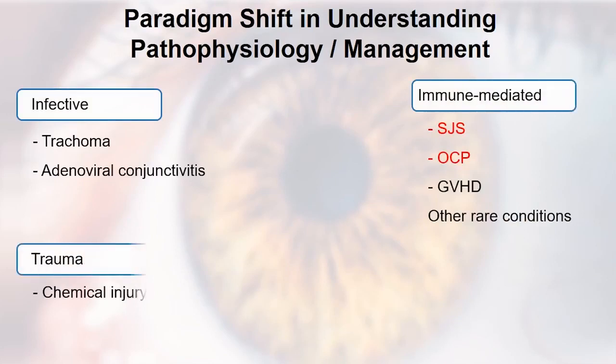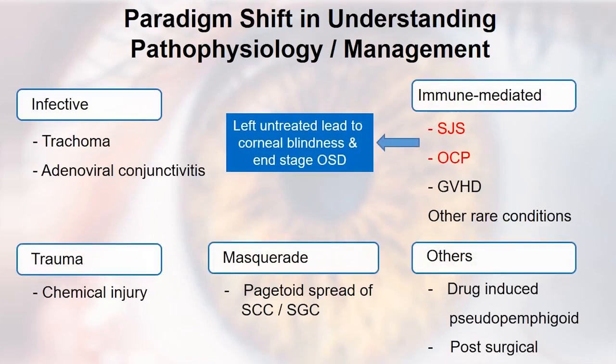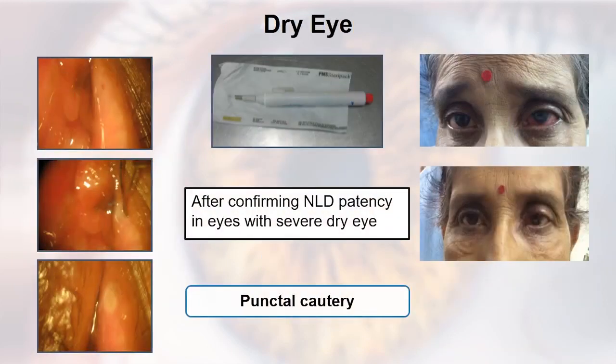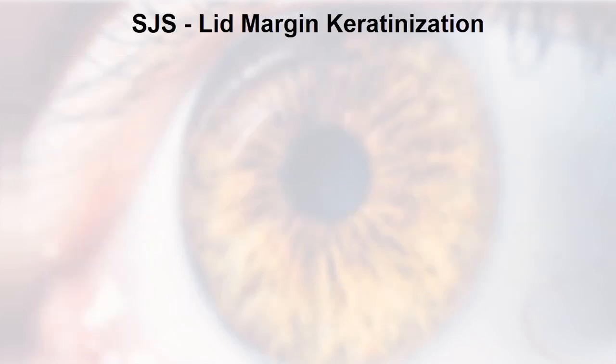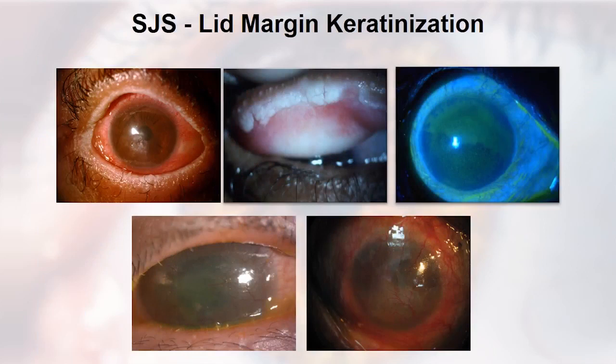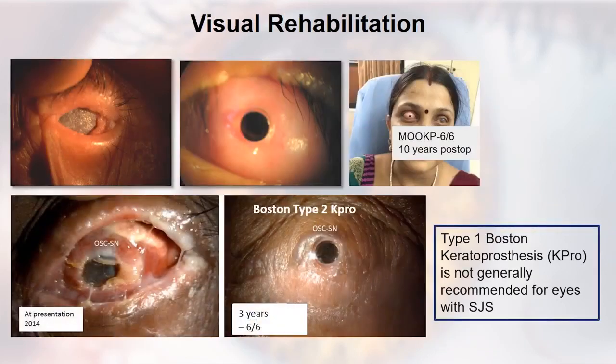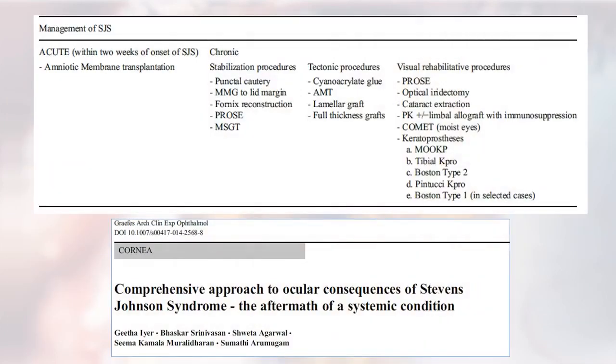And especially with SJS and OCP, management is very crucial because if left untreated, it can lead to corneal blindness and end-stage ocular surface disorders. So as I said, you have to treat the causes for persistent inflammation. For the dry eye, if it's very severe, punctal cautery has a significant role to play. A small procedure can bring about a big change in the ocular surface. In SJS, for lid margin keratinization, we normally do a mucous membrane grafting for these eyes to reduce the blink-related microtrauma, as is indicated over here. And visual rehabilitation for end-stage disorders obviously includes the use of various types of keratoprosthesis in these patients. And this is the algorithmic approach to management of SJS, which we have published as a comprehensive approach to the ocular sequelae of patients of Stevens-Johnson syndrome.